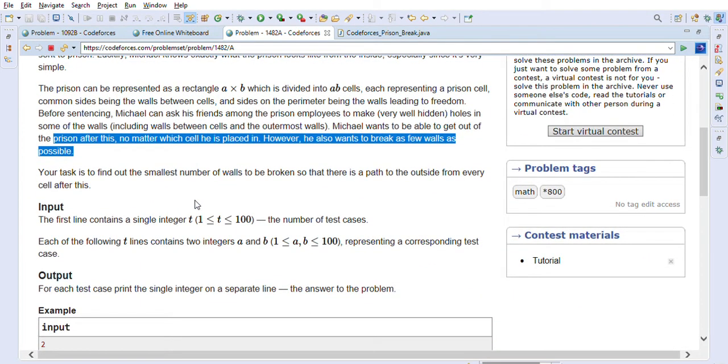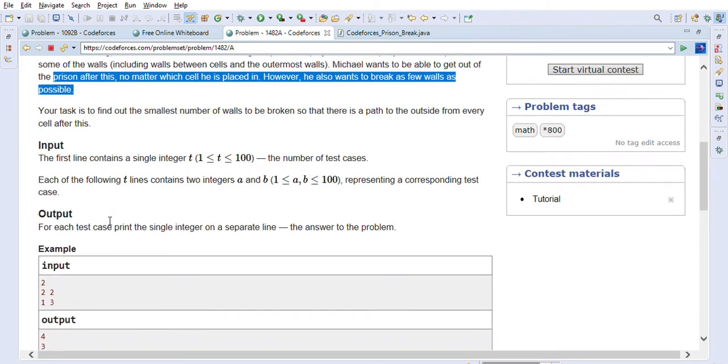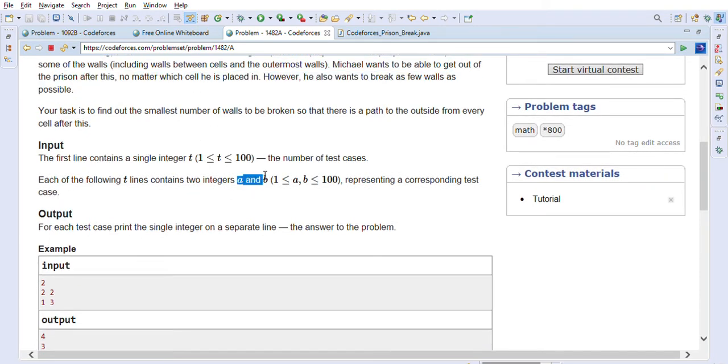So basically it's a prison, basically a matrix or a grid which is A by B grid. That's how the prison will look like. And in the input they have given us the number of test cases and the size of the prison, A and B, which is the number of rows and number of columns. And we have to find out the minimum number of walls to be broken so that there is a path to the outside from every cell. So that's what the problem is.